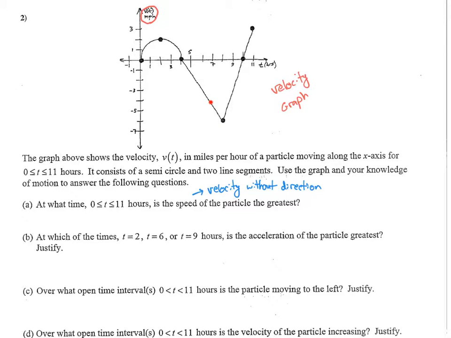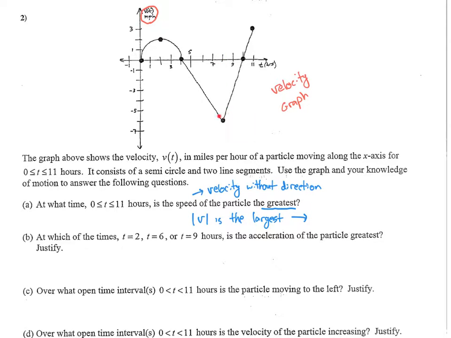So with that in mind, the speed of the particle is the greatest probably at the point where, whether you care about positive or negative, you have the sheer largest number. We're looking for where the absolute value of the velocity is the largest. And that occurs at one specific time value. It occurs way over here, it looks like at t equals 8.